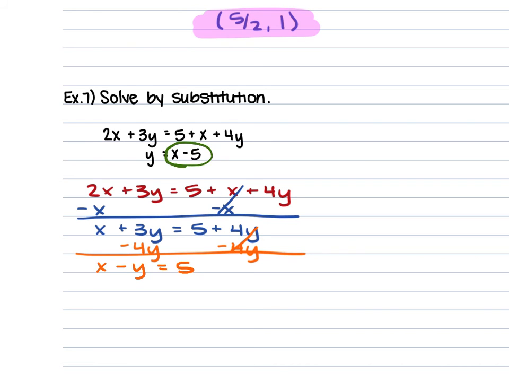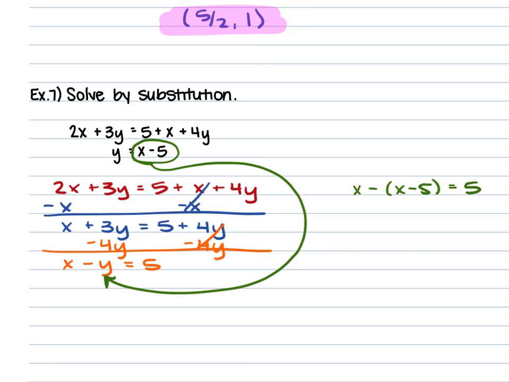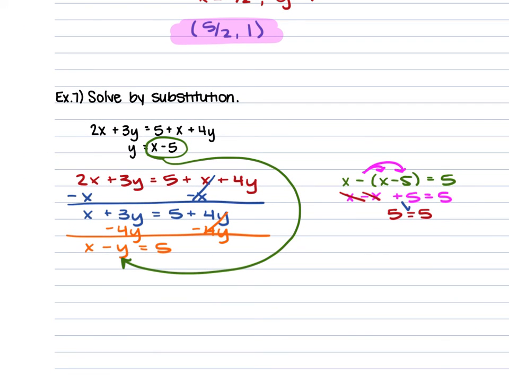If y is equal to x minus 5, I'm going to plug this in for y in this equation. So I'm going to have x minus (x minus 5) is equal to 5. I'm going to distribute that negative. So I have x minus x plus 5 is equal to 5. The x minus x cancels out, so I just have 5 is equal to 5. That is a true statement, so our answer is infinitely many solutions here.